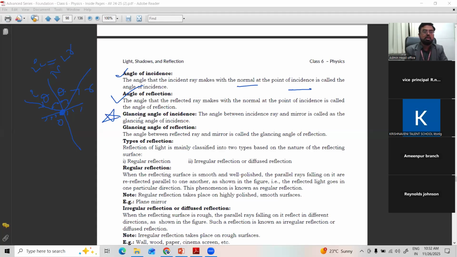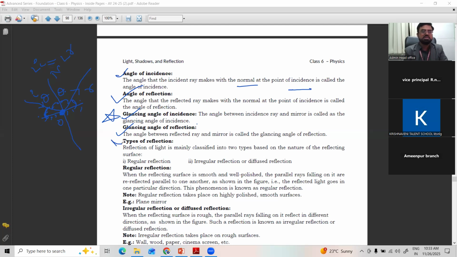Very important one: grazing angle of incident. Grazing means, see, the angle between the incident ray and the mirror. This part is called the grazing angle. This part is called the grazing angle of reflection, grazing angle of incident. The angle made by the incident ray with the normal is the angle of incident. The angle made by the incident ray with the mirror or surface is called the grazing angle of incident, or grazing angle of reflection. Right? So these are very important grazing angles. Once again, let's explain next class.